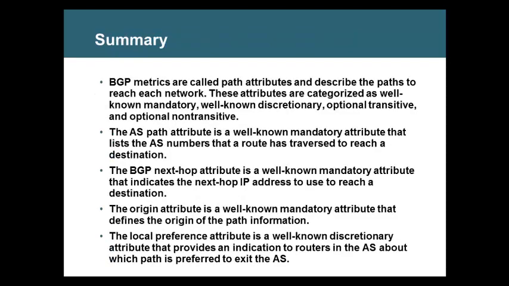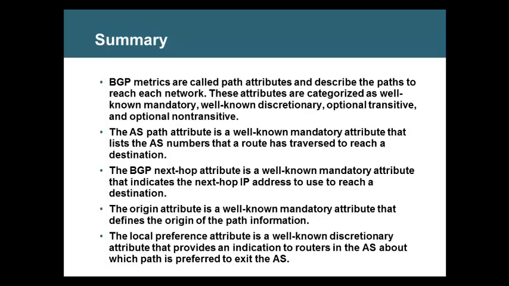So, the BGP metric is called the path attribute and describes the path to reach each network. These attributes are categorized as well-known mandatory, well-known discretionary, optional transitive, optional non-transitive. We saw that in the previous class. The AS path attribute is well-known mandatory. What is the other example for well-known mandatory? Next hop. The AS path attribute lists the AS numbers that the route has traveled to reach this destination.